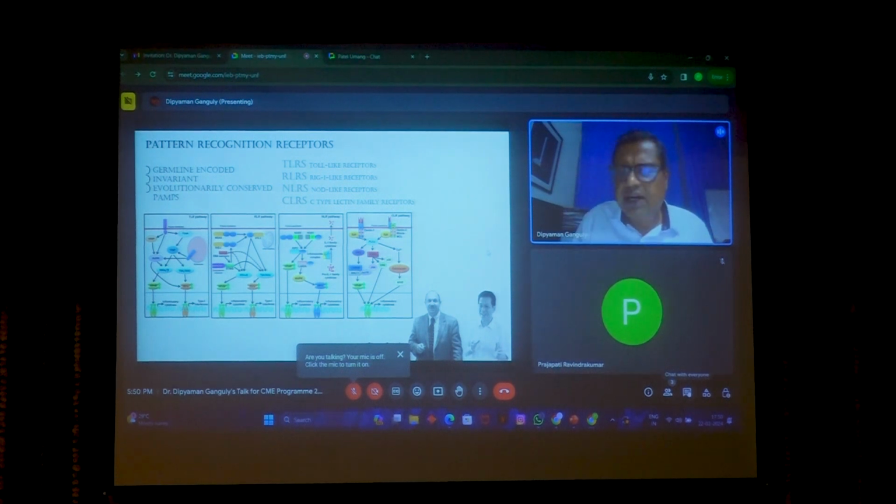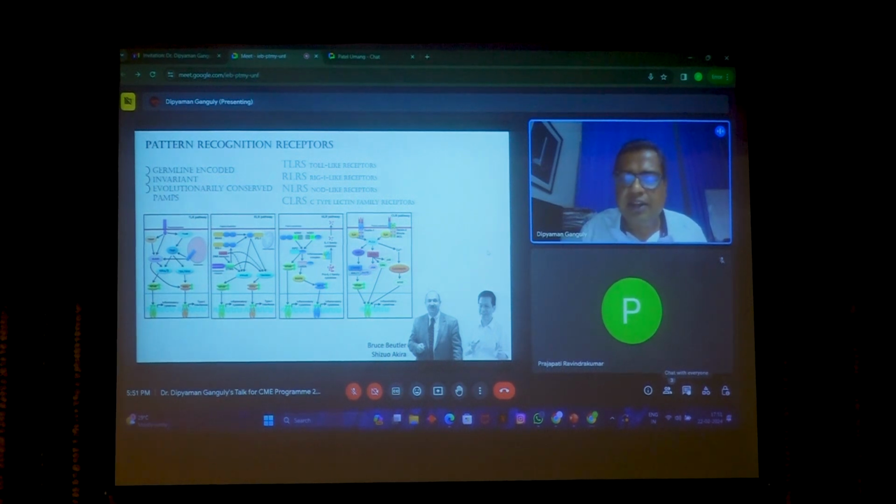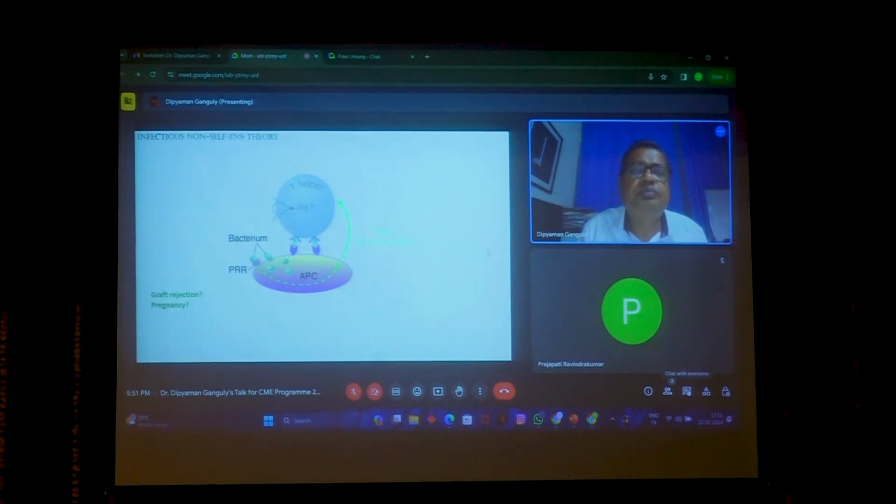So now we know that there are accessory cells or antigen presenting cells that have pattern recognition receptors. And you can imagine, these are part of the innate immune system, and the lymphocytes are part of the adaptive immune system. And I'll come to that later on.